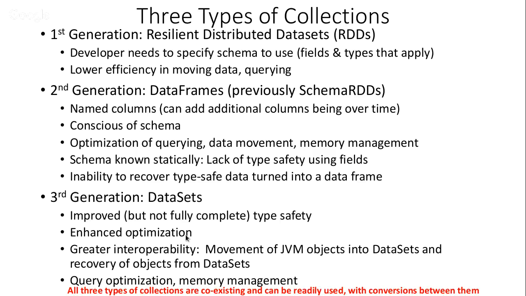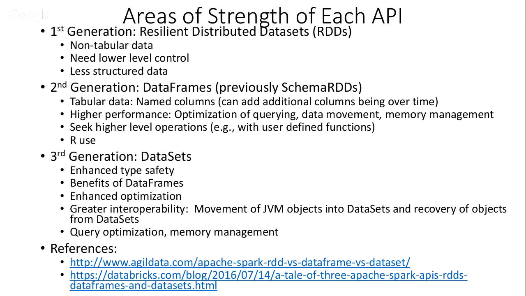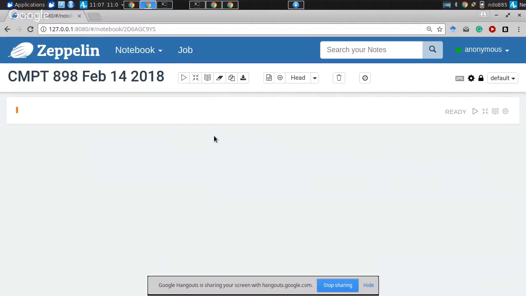And we can convert these to datasets or to RDDs, and there can be extra levels of query optimization and memory management compared to what's possible with RDDs, okay? Now, all three of these types of collections coexist and can be readily used with conversions between them. So in this session, we're going to walk through use of each of these three types of mechanisms. And we're going to see side by side, as it were, how they compare with some similar tasks, okay? And in order to do that, we are going to make use of this Spark interpreter, okay?